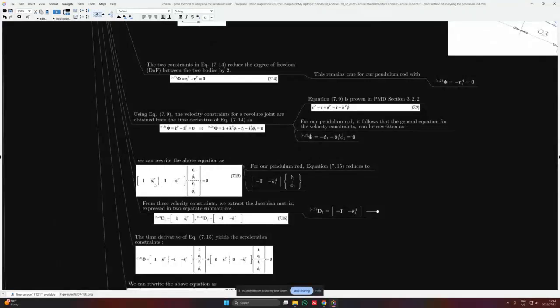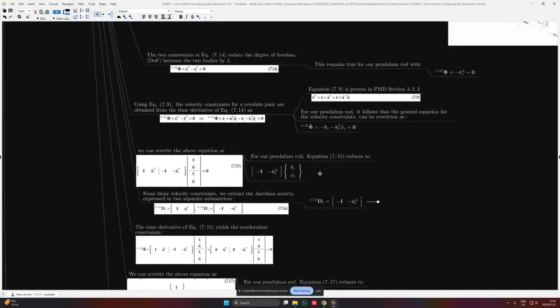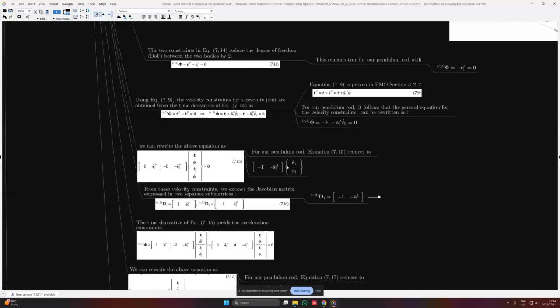This simply combines body I and J with one another in the same matrix. So we just use a separation line over here to show when we're working with body I, when we're working with body J. But this is then the general form and how we can express it. And for our pendulum rod, equation 7.15 then reduces to this form that we have over here. You might remember from the previous section that we also looked at this minus I, minus S1A rotated, which should look familiar. This is essentially, once again, the Jacobian matrix that we consider.